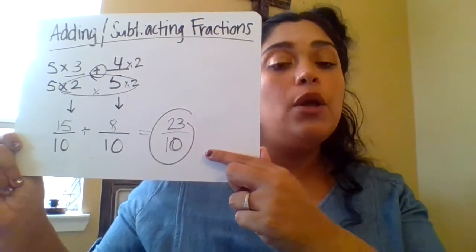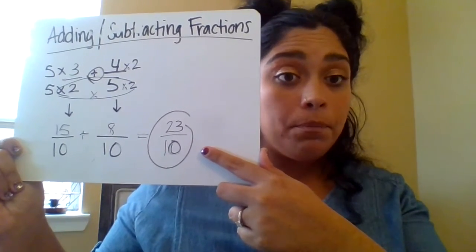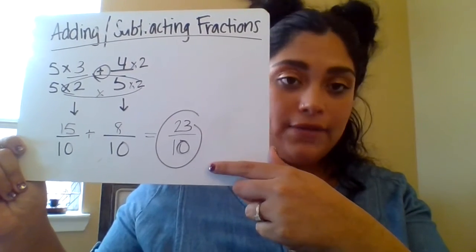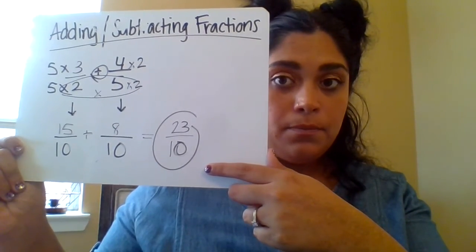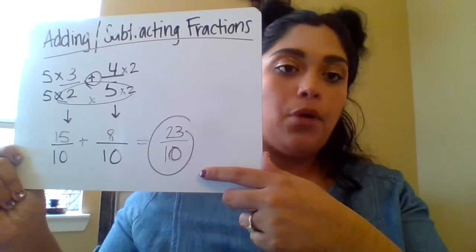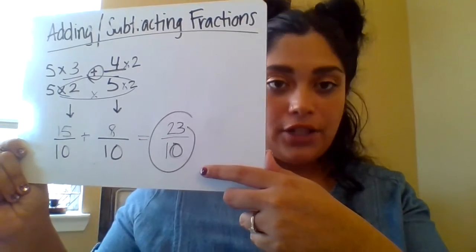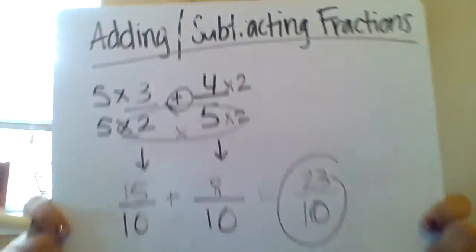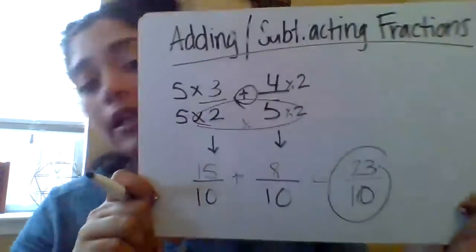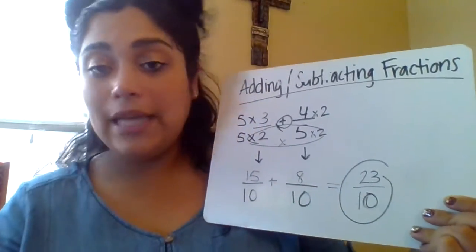Now, if I would tell you, please answer this in the simplest form, then that means you'd have to simplify, or you'd have to give me a mixed number. If I said, please answer this without an improper fraction, then you'd have to give me a mixed number, which is a whole number and a fraction. But for this purpose, for just solving this problem, I just asked you to solve this and show me the correct way, using a correct strategy. This is correct. And our answer that we got was 23 tenths.